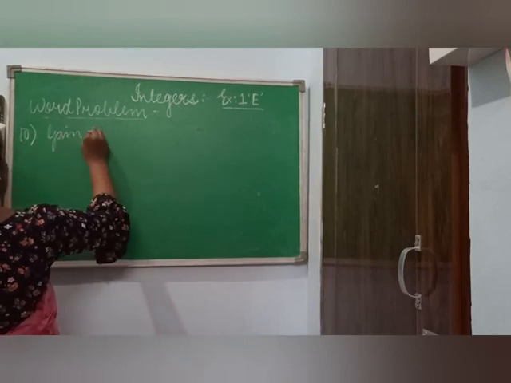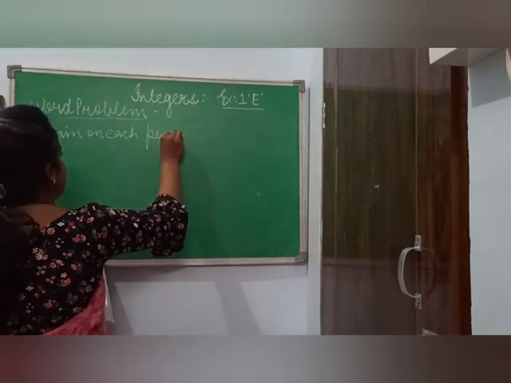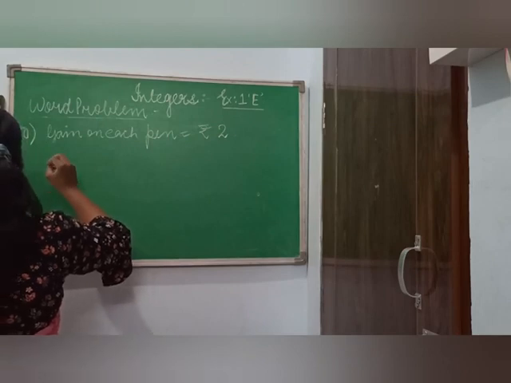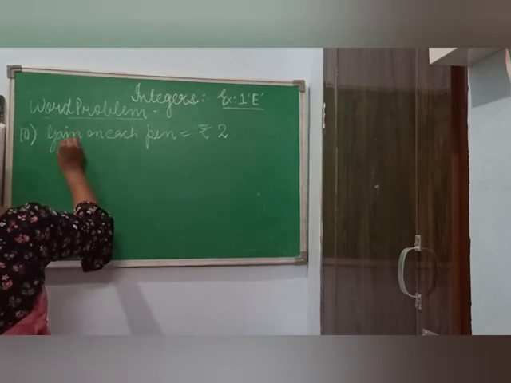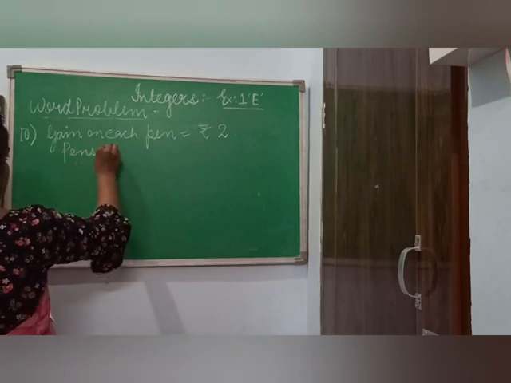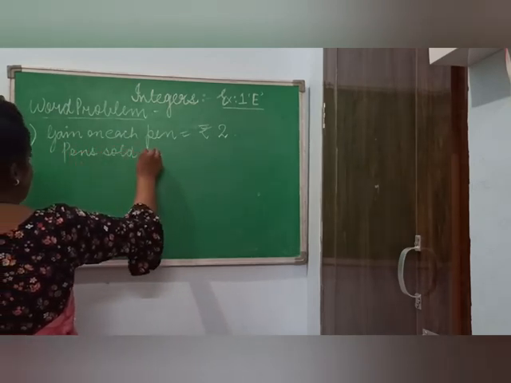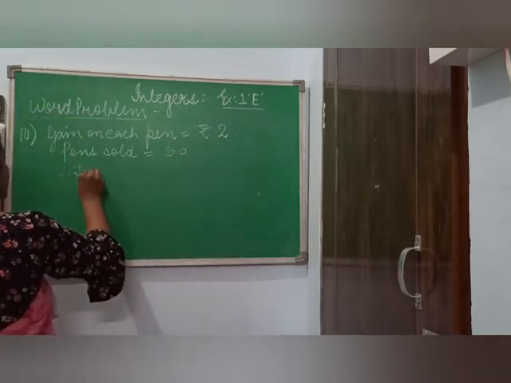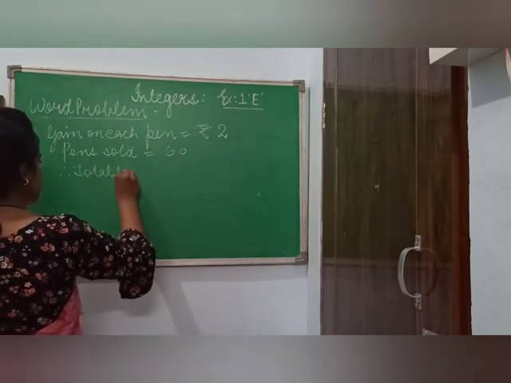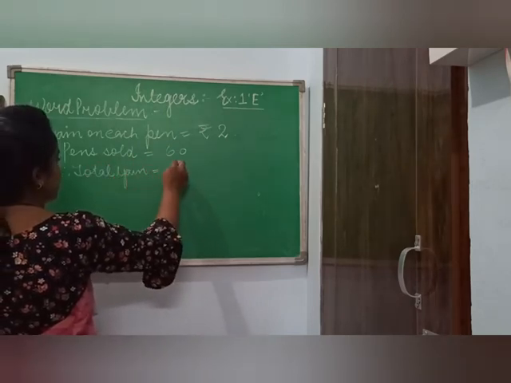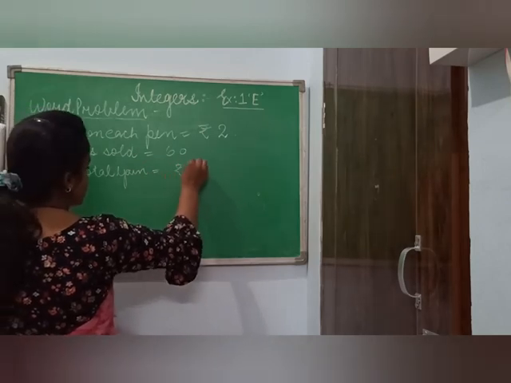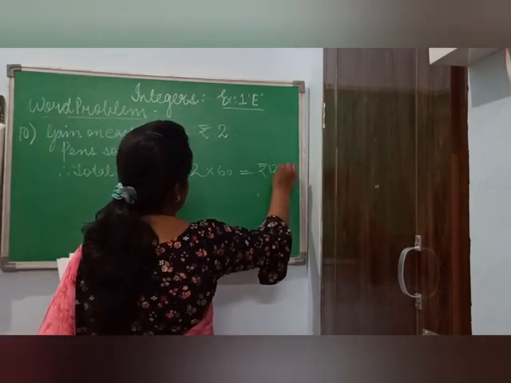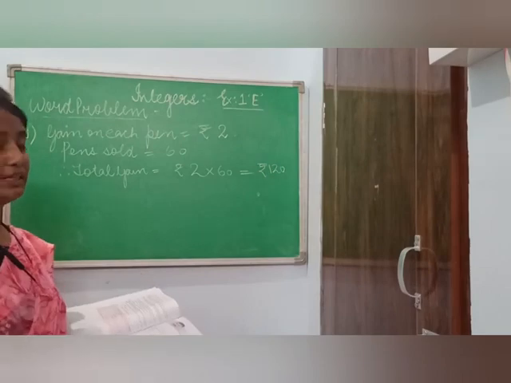Gain on each pen is ₹2. Pens sold. How many pens are being sold? So 60 pens were being sold. Therefore, total gain is equal to ₹2 into 60, that is ₹120. So this is the amount of money he gained for the pens.